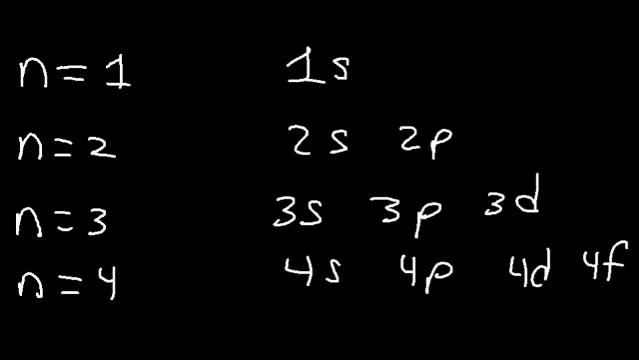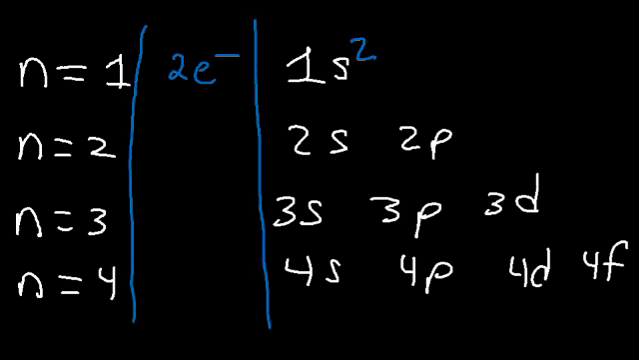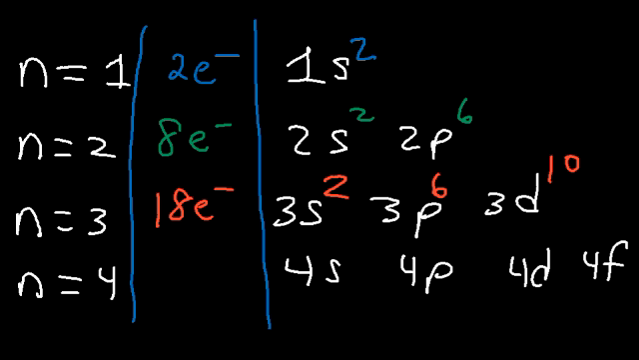Now, what is the maximum number of electrons that can be in the first energy level? Because the first energy level only has the s sublevel, it can only hold up to 2 electrons. What about the second energy level? Well, 2s can hold up to 2, but p can hold up to 6. So 2 plus 6 is 8. Now what about the third energy level? D can hold up to 10. 2 plus 6 plus 10 is 18. And for the fourth energy level, F can hold up to 14. So 14 plus 18 is 32.